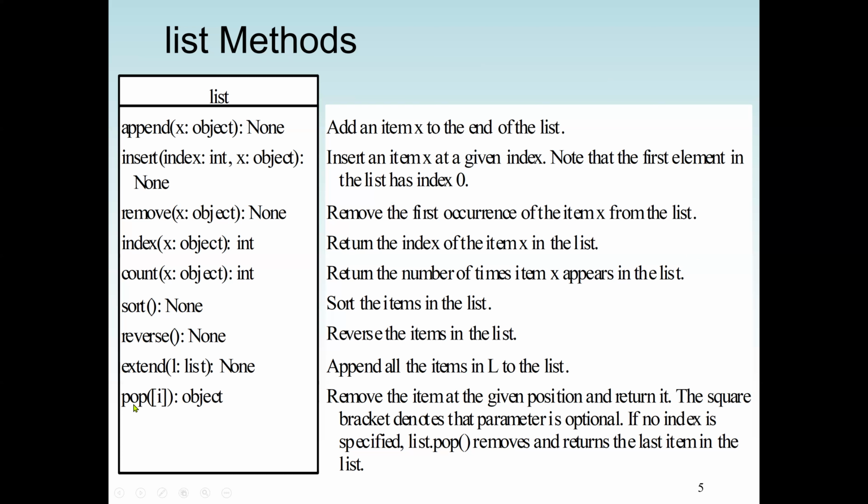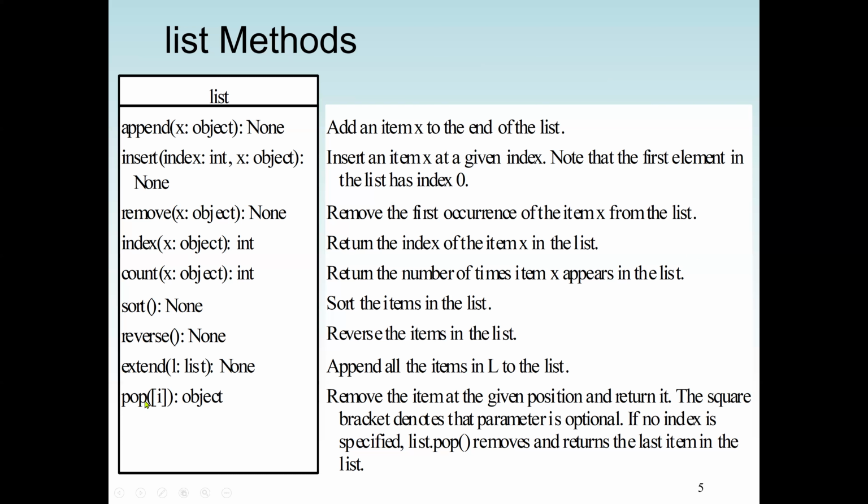Also the last is pop. Pop means to remove also, by removing the item at a given position. Remember, we use the method remove X. So when we see X the first time, if we have two or three Xs, the first X, we are going to remove only one. But with pop, we can specify the item we want to remove. So pop here will remove an item at a given position and return it.